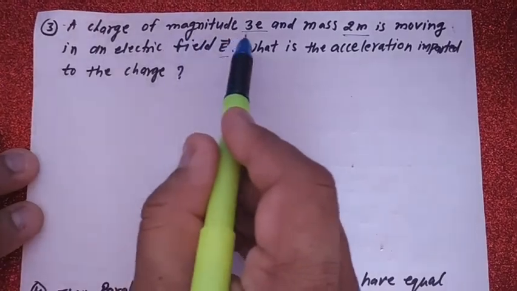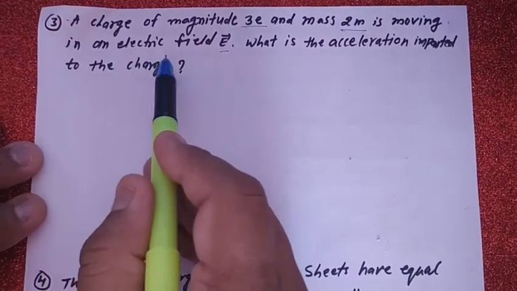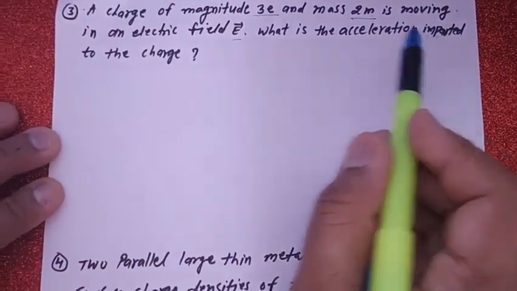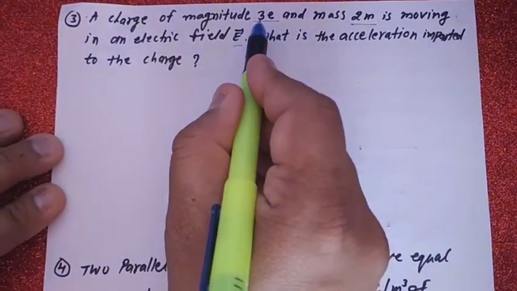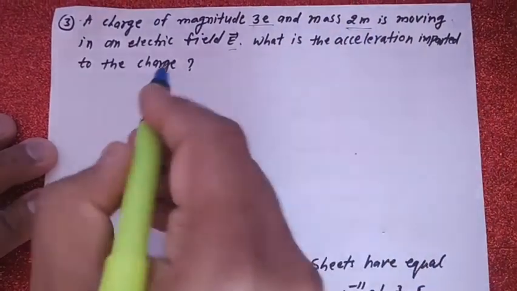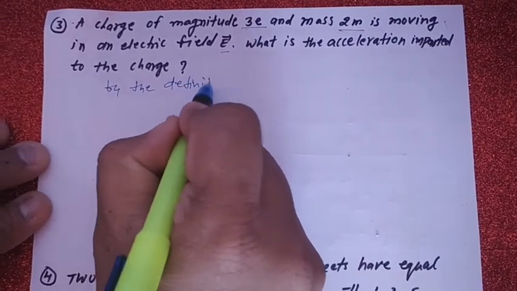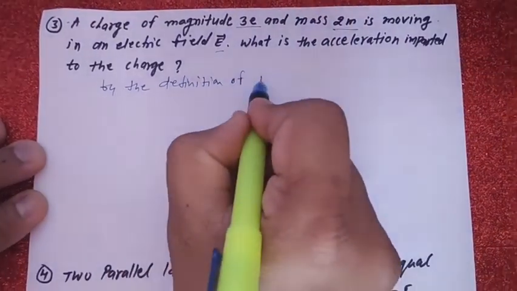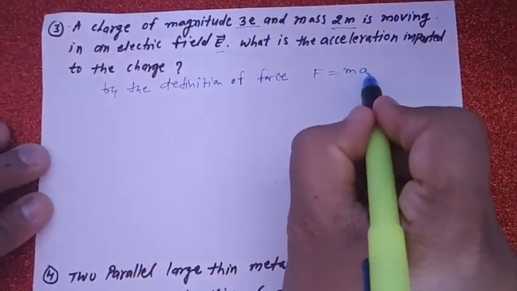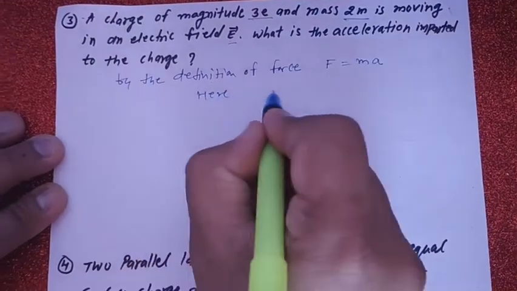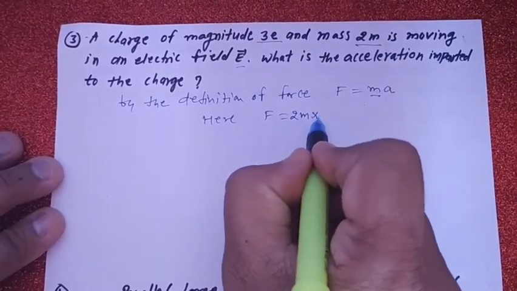A charge of magnitude 3e and mass 2m is moving in an electric field E. What is the acceleration imparted to the charge? So charge is 3e and mass is 2m. By the definition of force, F equal to ma. Here F equal to m, m is 2m, into a. Equation number 1.